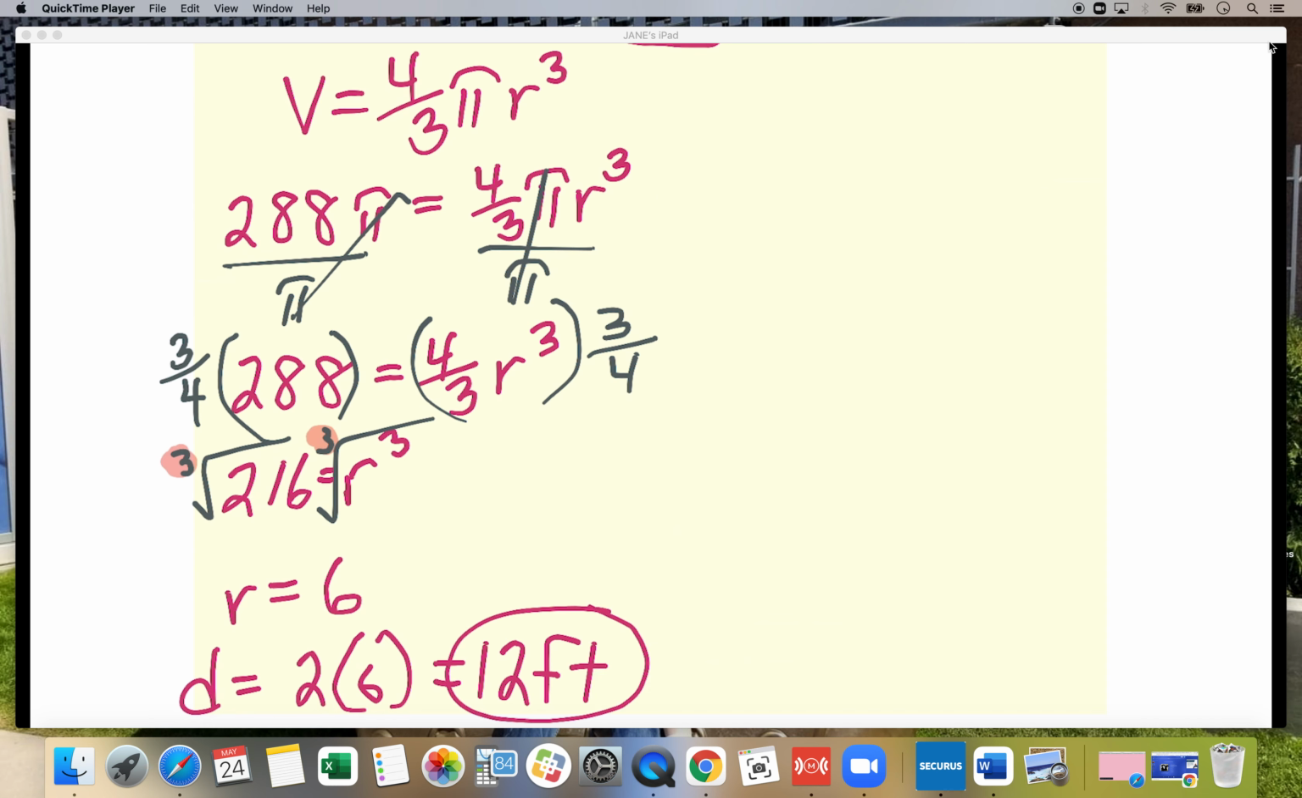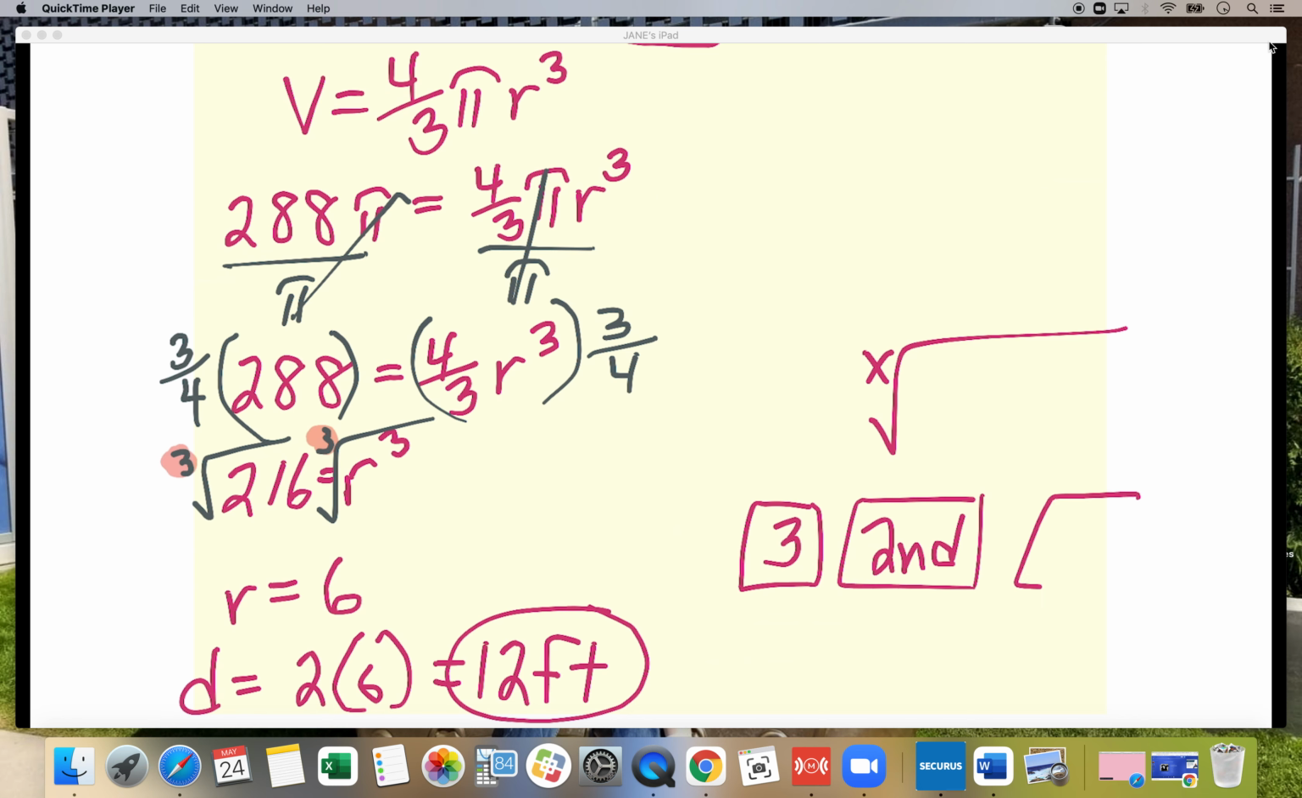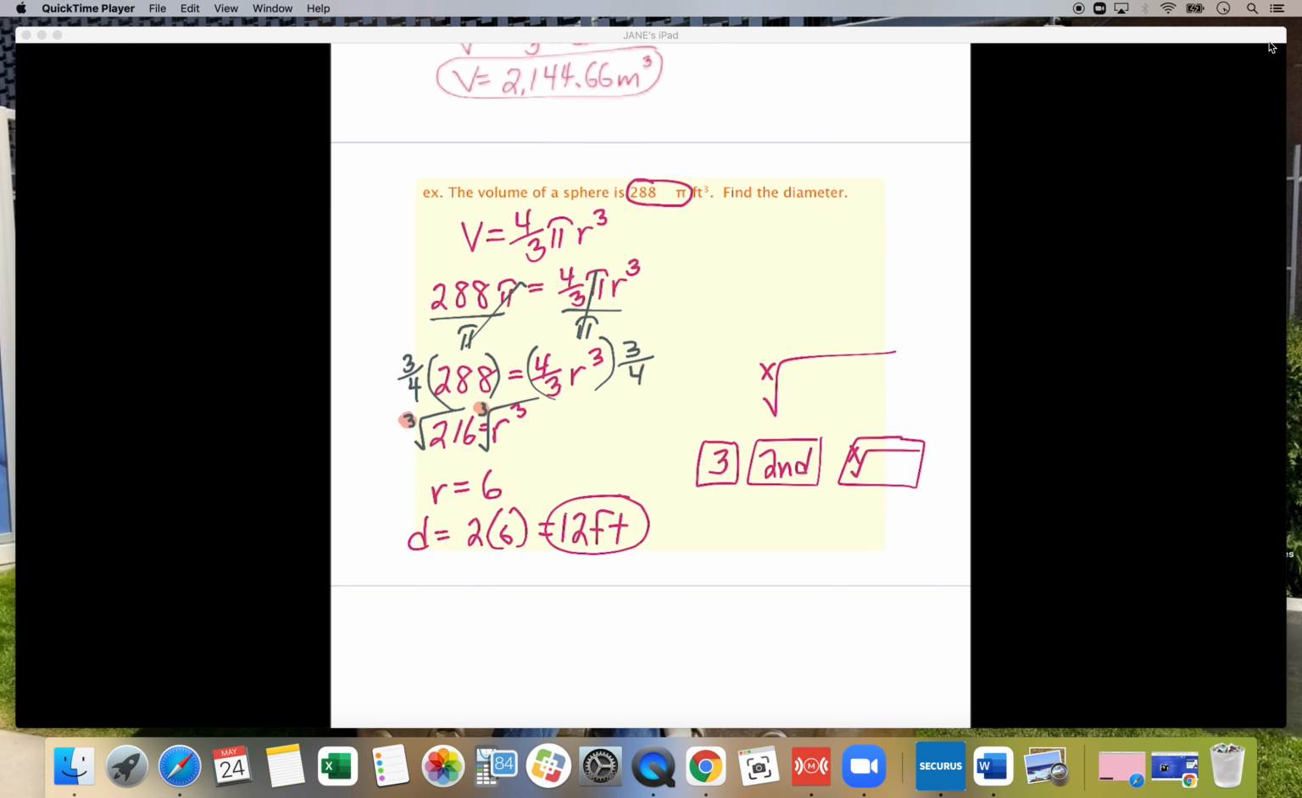If you're having problems finding the cube root, there is a part on your calculator that looks like this. On my calculator, what you end up doing is you put in the number 3, then I push the second key, and then I push this key, and then I put in my 216 and push enter. It kind of depends on the calculator, and if you need help on that, definitely let me know. I'll be happy to help you. Okay?